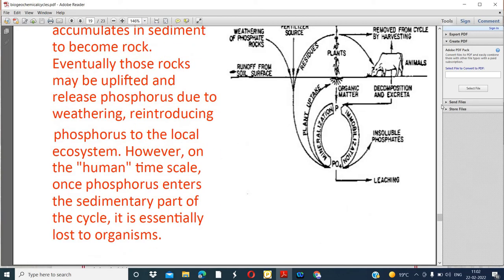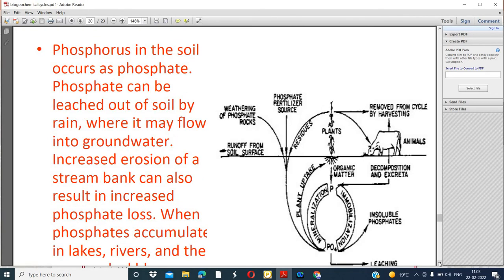human time scale, once phosphorus enters the sedimentary part of the cycle, it is essentially lost to the organism. Because in our life what we see is slow degradation. So generally the human and animal population lack the phosphorus in their body, so that's why they have weak bone structures, because this is the essential component. Phosphorus is the essential component of our structure.